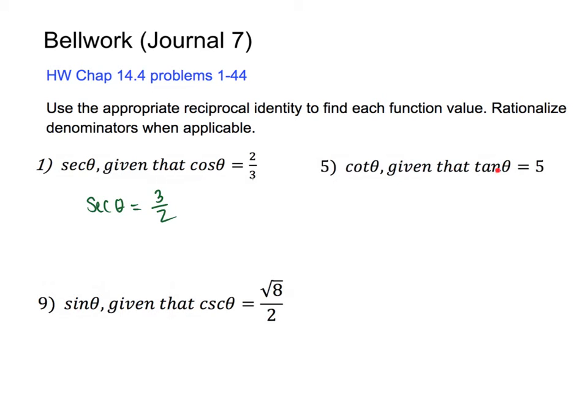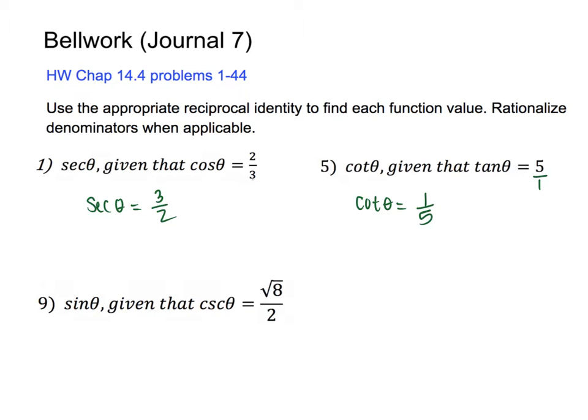Here's tangent's ratio. It's just a 5. Well, that's not a fraction. But I can always make it into a fraction, right? When we put it over 1, right? You can make any whole number into a fraction if you just put it over 1. And so now, cotangent, which is the reciprocal of tangent, has to be 1 over 5 if it's the reciprocal.